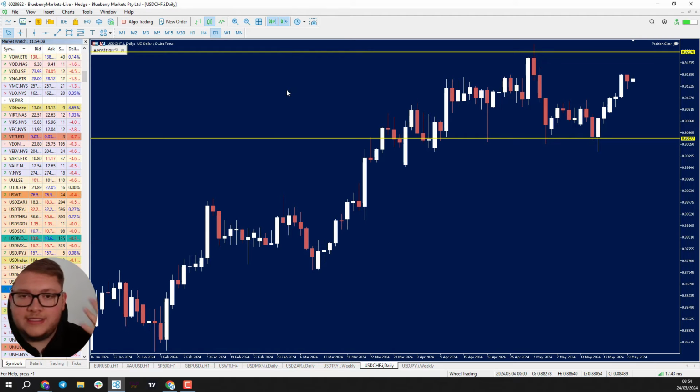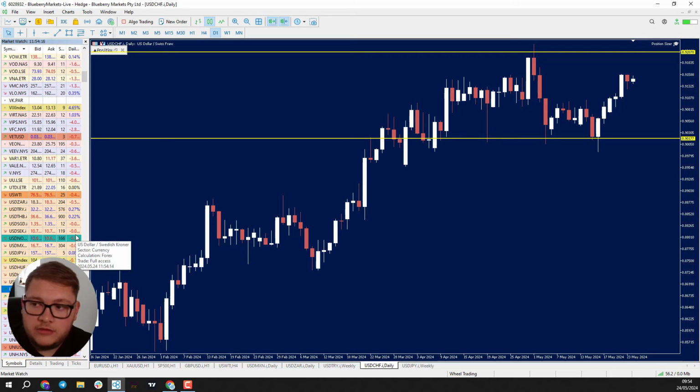We have to remember what the carry trade is. A lot of institutions will be looking at carry trades because it's a good way for them to make money. So seeing dollar Swiss continue to be on the long side is a good thing.